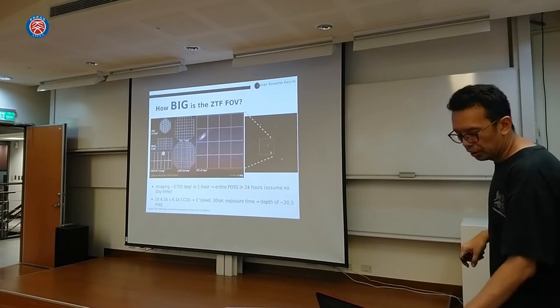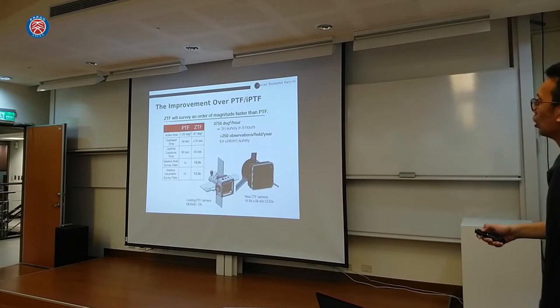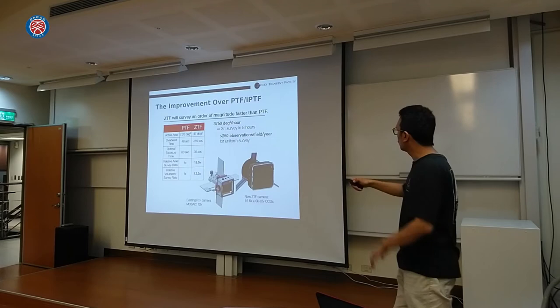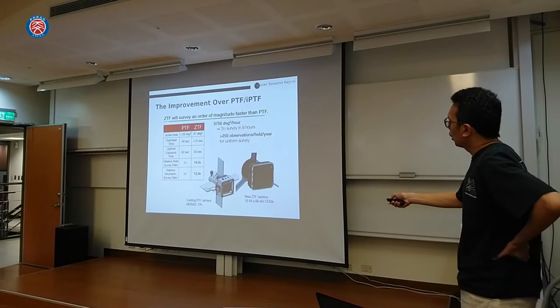Read out time. It used to be 15 seconds, but they can reduce it to less than 10 seconds. So again, this is the number: it scans the whole northern sky three times in 8 hours. If you do a simple conversion, every point in the sky can have more than 250 observations. So this is a comparison between the PDF and ZTF.